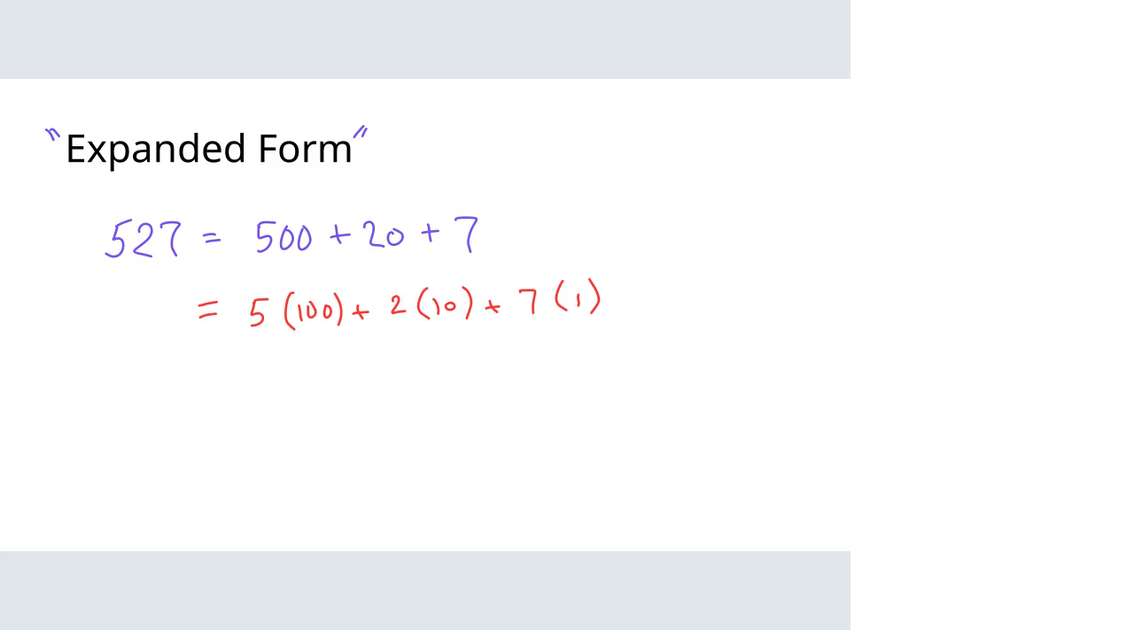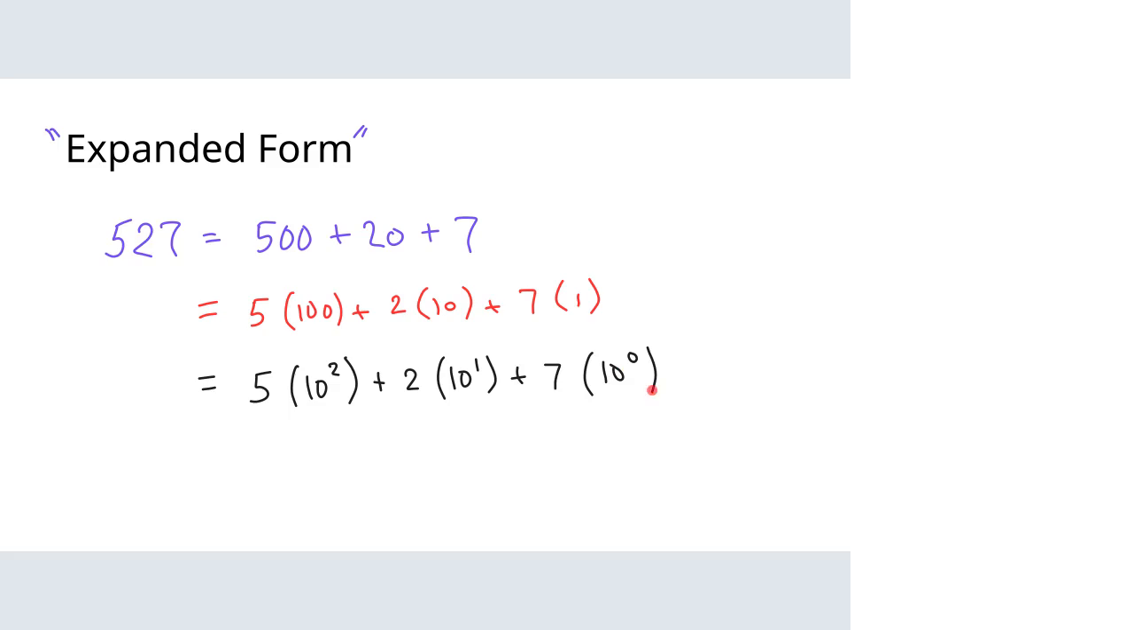What's the point? Why would we do it? That's a perfectly reasonable question. And the next step is why we do it. As we look at this then, in expanded form, I have 5 hundreds. And 100 I'm going to write as 10 squared. And then I have 2 times 10 to the first, and I have 7 times 10 to the 0. Because remember, anything to the 0 power is 1.